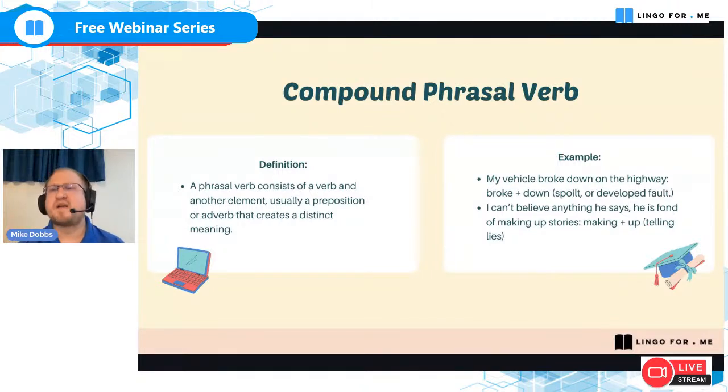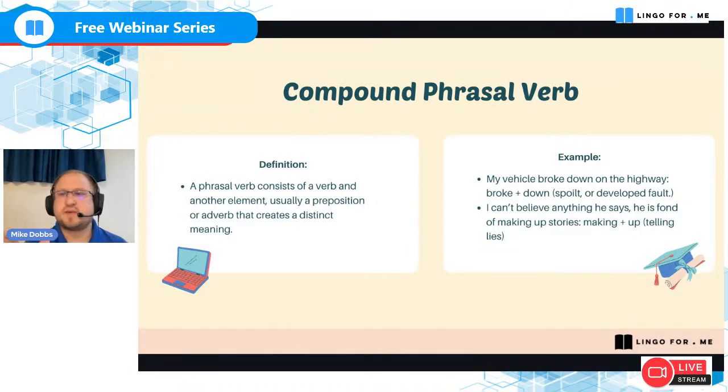So here's an example. My vehicle broke down on the highway. Now this can be kind of tricky because it might not sound exactly what you would think it was. Broke means when something isn't working anymore or it stopped working or maybe it fell apart. And down normally, you actually look down, so look down at the ground. But here it's adding a distinct meaning or a specific meaning. When you take break and down and put them together, it means when something stops functioning. So my vehicle, maybe it was a motorcycle or a car, or you could say the airplane broke down, something like that.